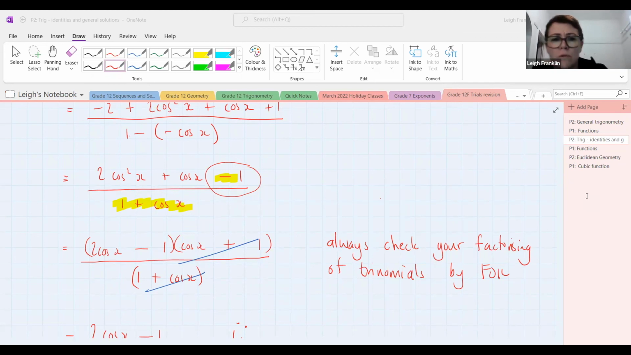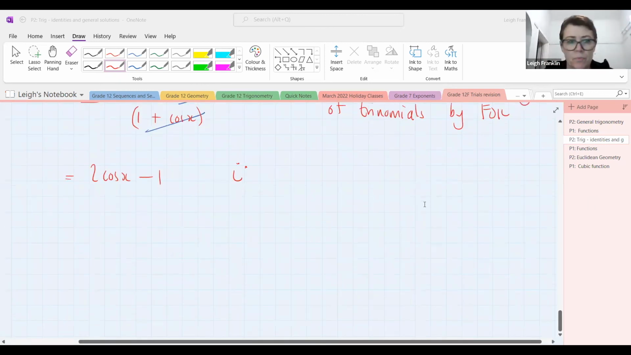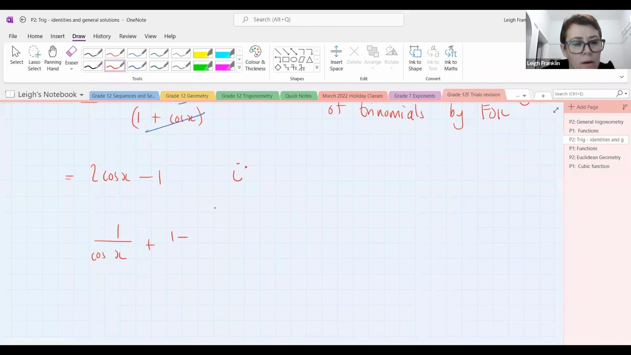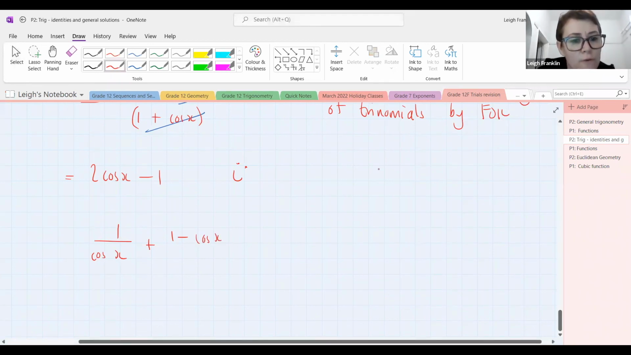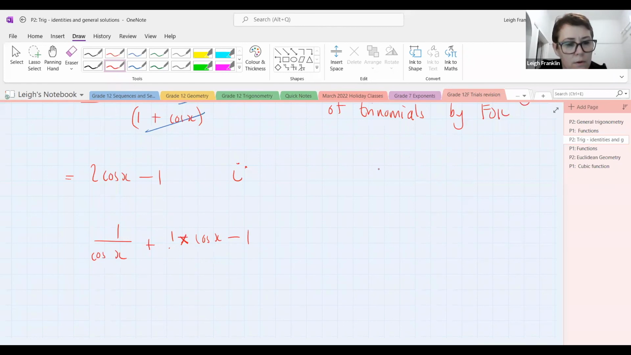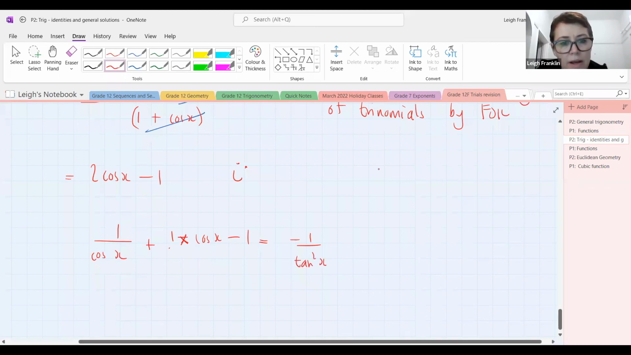Yes, of course. Okay, the question is 1 over cos x plus 1 times cos x minus 1 is equal to negative 1 over tan squared x times cos squared x. So hang on a second. So it was 1 over cos x plus 1 minus cos x? No, it was 1 over cos x plus 1 times cos x minus 1. Oh, so 1 times cos x minus 1. Okay. Is equal to negative 1 over tan squared x times cos squared x. Yes. Okay, is that the question? Yes. Okay, all right. Let's see if we can quickly do this.